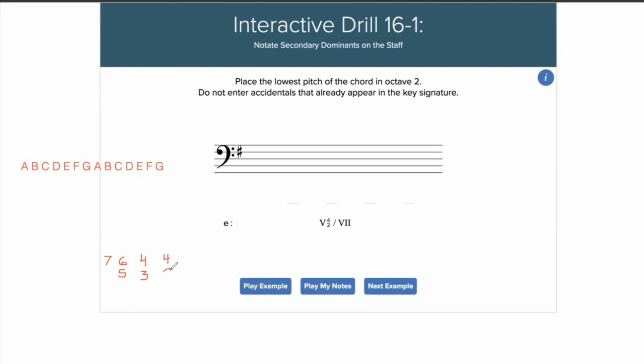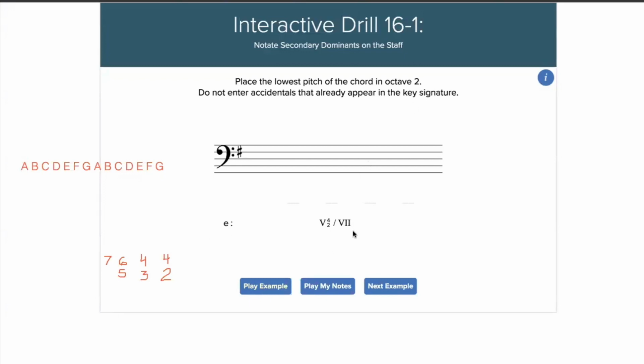And just a little bit of warning on this interactive drill. It is in your best interest to play the example to hear what register you're in. If you enter the notes in the wrong register, it will mark them wrong, even though you're clicking the right answers. It's not in the register that they've chosen, so they will mark you wrong. So we'll listen to that here in a second.